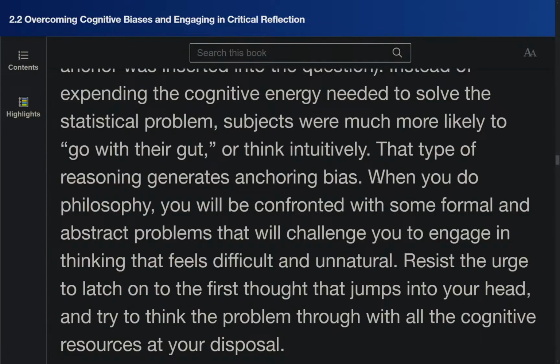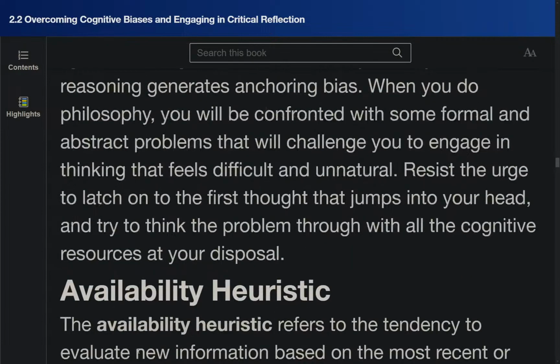When you do philosophy, you will be confronted with some formal and abstract problems that will challenge you to engage in thinking that feels difficult and unnatural. Resist the urge to latch on to the first thought that jumps into your head or to your tradition, and try to think the problem through with all the cognitive resources at your disposal.